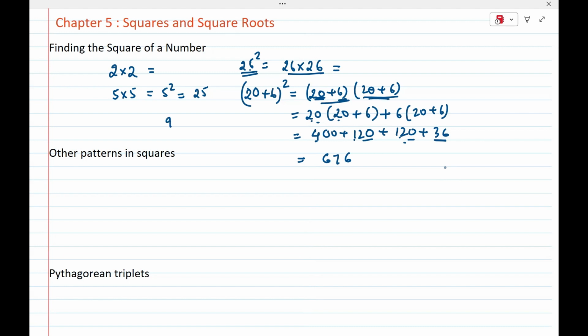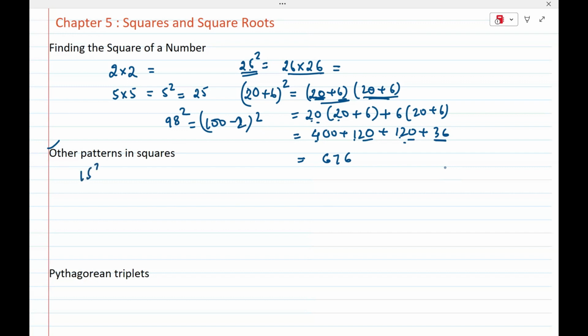Like if I have 98, so in place of doing 90 plus 8, we can also do 100 minus 2. And 98 square is 100 minus 2 square. And the same process like distributive property. Now, the other pattern is if you have a number which ends with 5, so we have a special method.